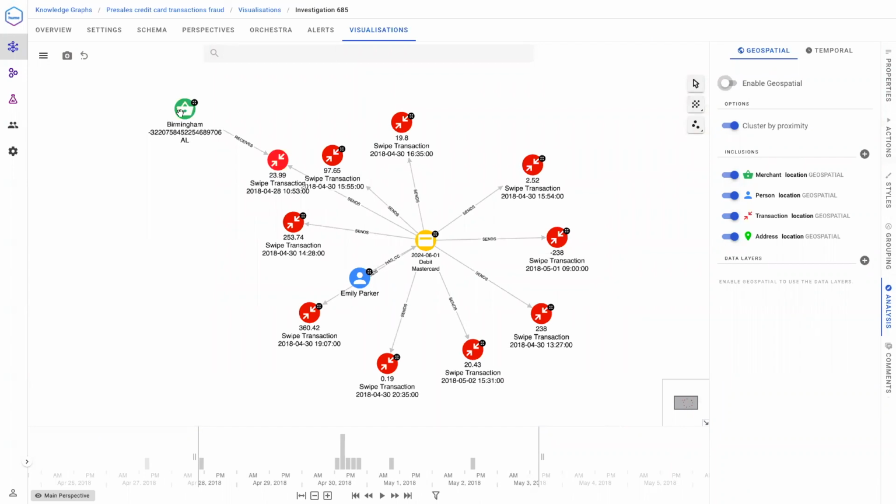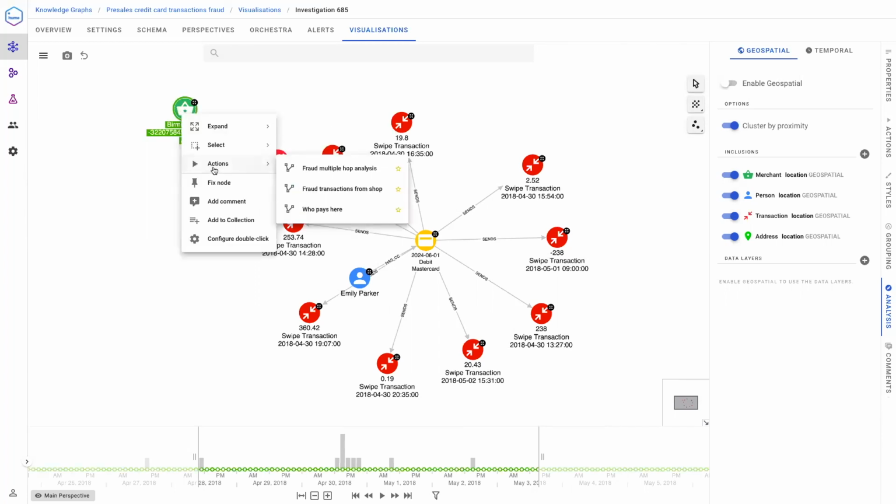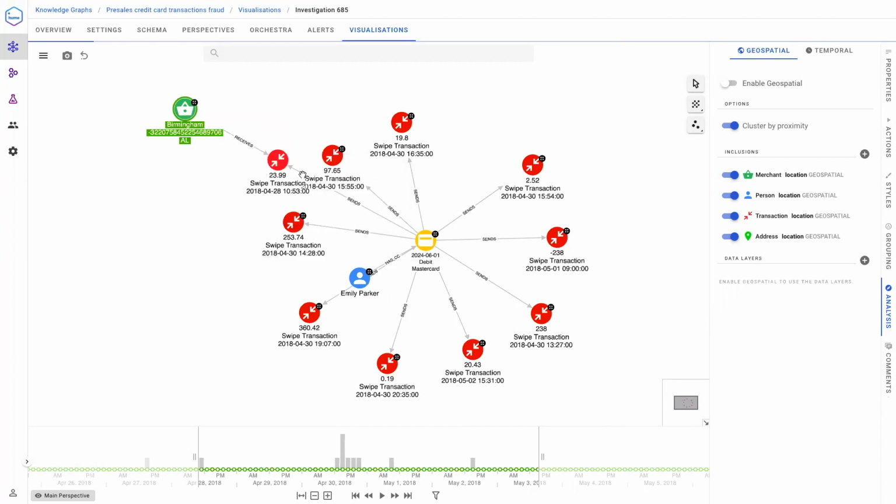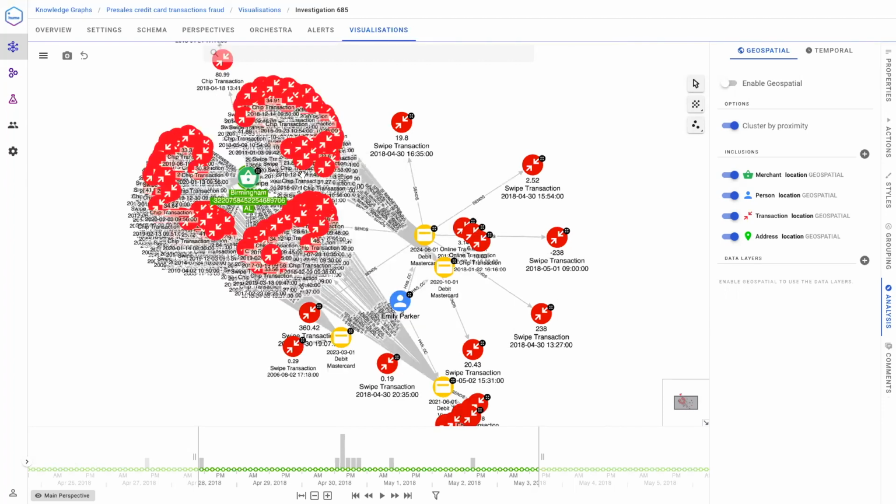And what I do now is something that is very hard to achieve if you're not in a graph. I want to know who else swiped their card in this shop and within a short time afterwards experienced fraudulent transactions. So it's advanced analytics that I'm doing here. For that, I have a wonderful pre-canned action. It's the fraud multiple hop analysis. And expanding this, it goes through all the data that we have.